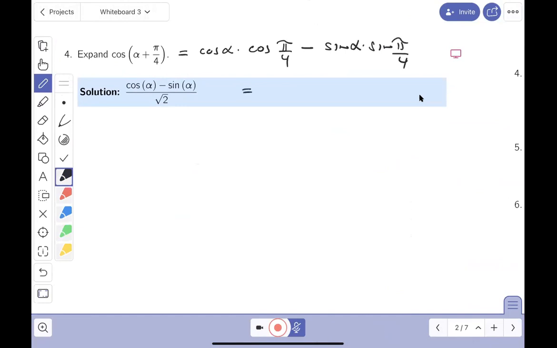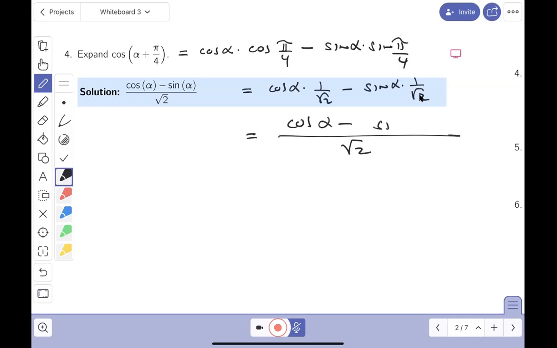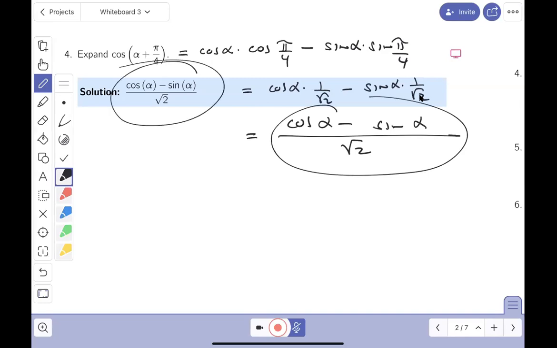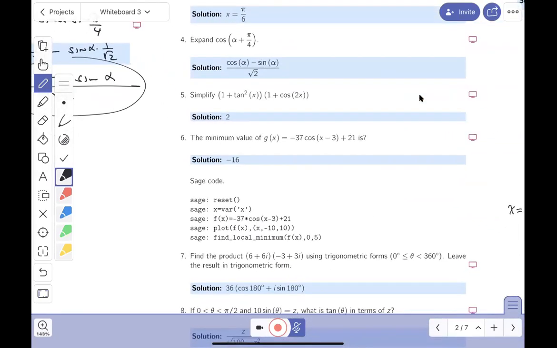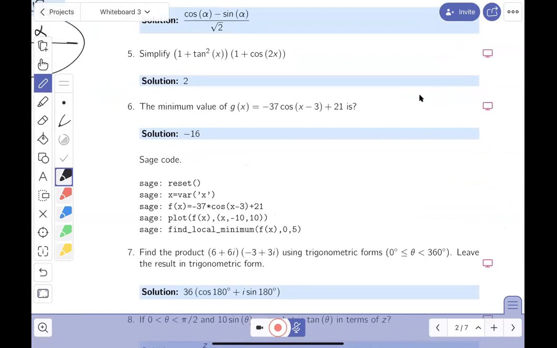Well, cosine alpha, what's cosine pi over 4? 45-degree angle is pretty simple, 1 over root 2. Hoping by now you got that covered. Sine alpha, and the sine of pi over 4 is 1 over root 2. And if you simplify this, then they both have the same denominator, root 2, and you get cosine alpha minus sine alpha. We're done. Let's go to number 5. Ooh, number 5 looks tough. Let's pull them aside.